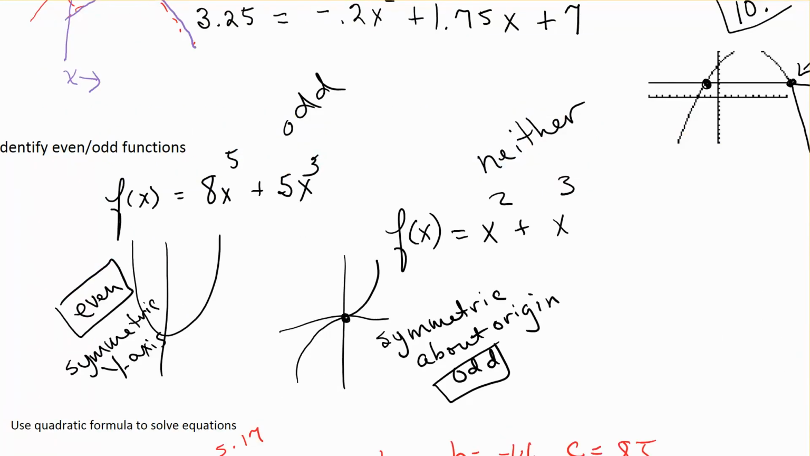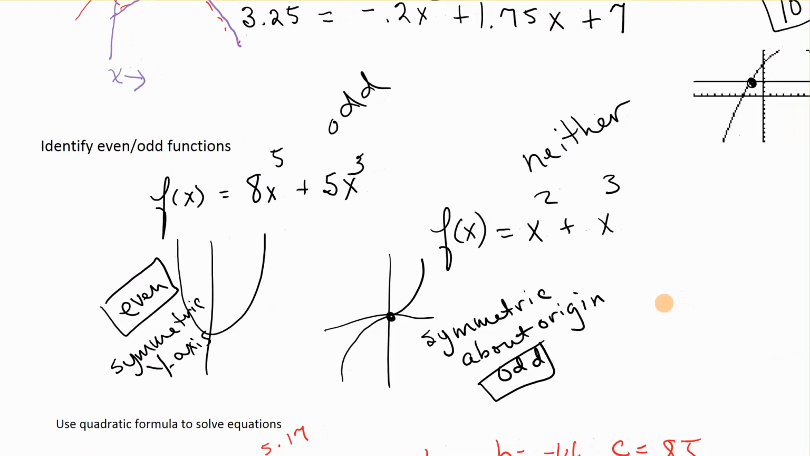You should be able to identify even and odd functions. It's relatively easy if you're given the equation. If the exponents are all odd, then the function is odd. If you have one of each, even and odd, it's neither. And if you had all even, it would be even. Even is symmetrical about the y-axis. Odd is symmetrical about the origin. So this one would be odd. Have to be careful. If it's an even and an odd, your answer would be neither.